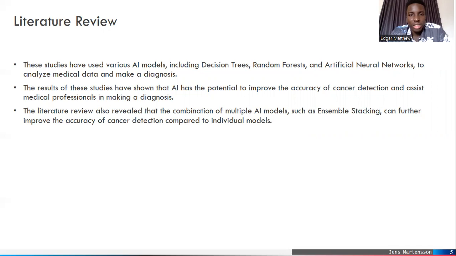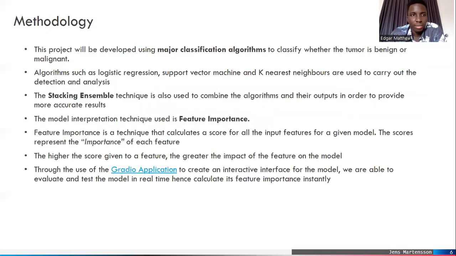We did a literature review on all this, and it revealed that a combination of many models can come up with more accurate and more efficient models, such as the ensemble stacking model, which we also developed in this project. We used various classification algorithms, such as k-nearest neighbors, logistic regression, and support vector machine. We then combined their attributes or their properties to come up with the stacking ensemble model, which is basically a combination of all the strengths of the three models that we've picked to come up with a more efficient and more accurate model.